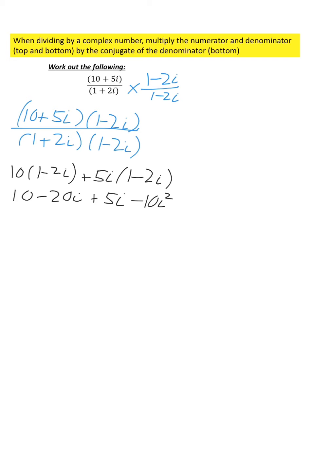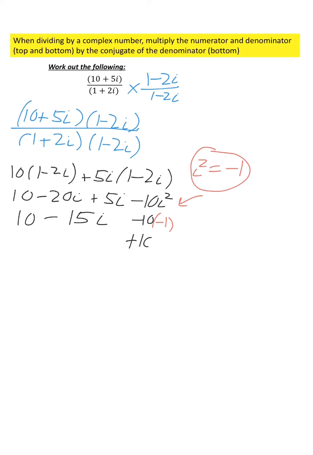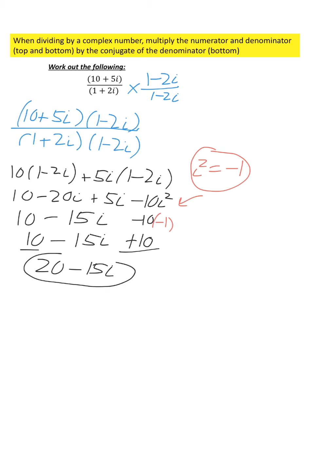Okay, now remember here that i squared is equal to minus 1. So I'm going to replace the i squared here with minus 1. Okay, and I still have the minus 10 here. So now I'm going to have 10 minus 15i. Then minus 10 times minus 1 will be plus 10. So then for the real parts, I have a 10 and a 10. So then I'm going to have 20 minus 15i. And this is my numerator, the top.